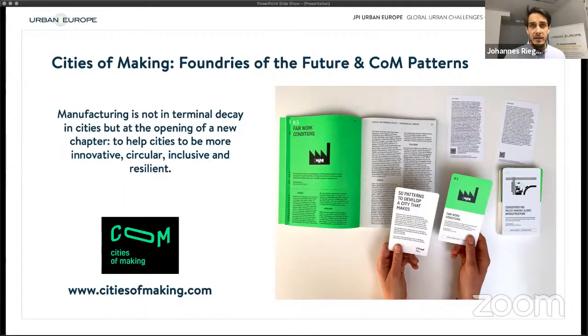And these patterns, you see them on these cards, they developed these 50 patterns which should help local administration, municipalities, and any other stakeholders to actually identify what does it mean to produce in the city and how can this help to be more sustainable and livable.